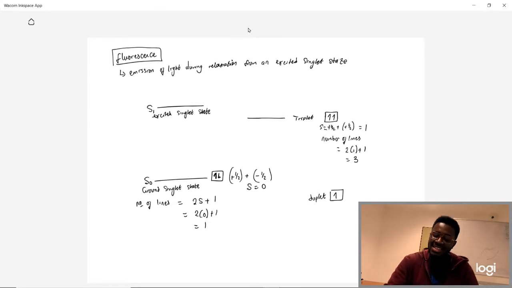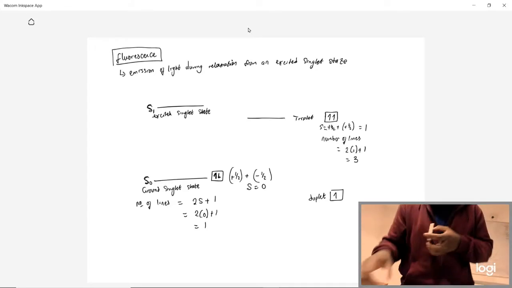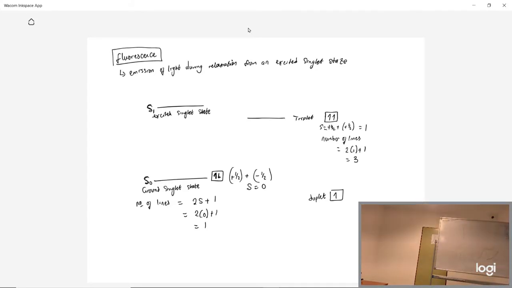Okay, so S0 and S1 are the electronic energy levels. Remember, we don't have just electronic energy levels; we have other types of energy levels too. Okay, let's take a break. We're going to continue after the break.